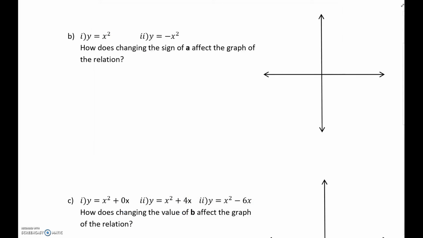So let's put that on our graph, and we can write out our concluding statement here. The width stays the same. If a is positive, it opens up. If a is negative, it opens down.